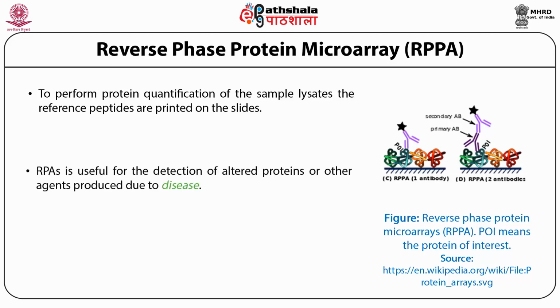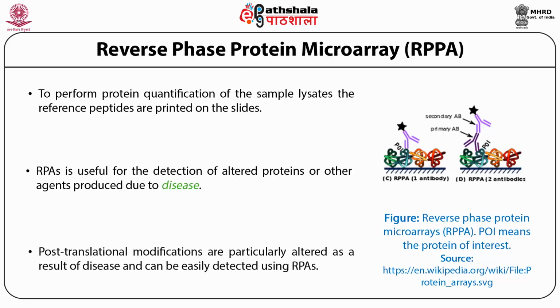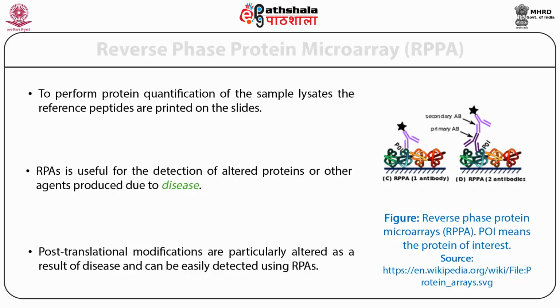RPase is useful for the detection of altered proteins or other agents produced due to disease. Post-translational modifications are particularly altered as a result of disease and can be easily detected using RPase.